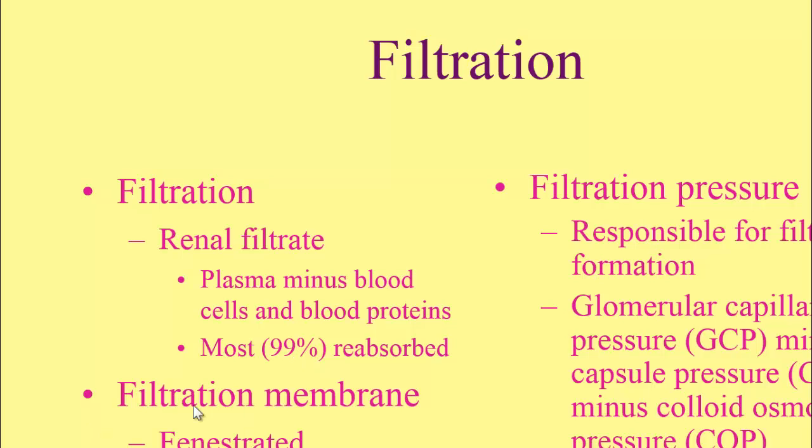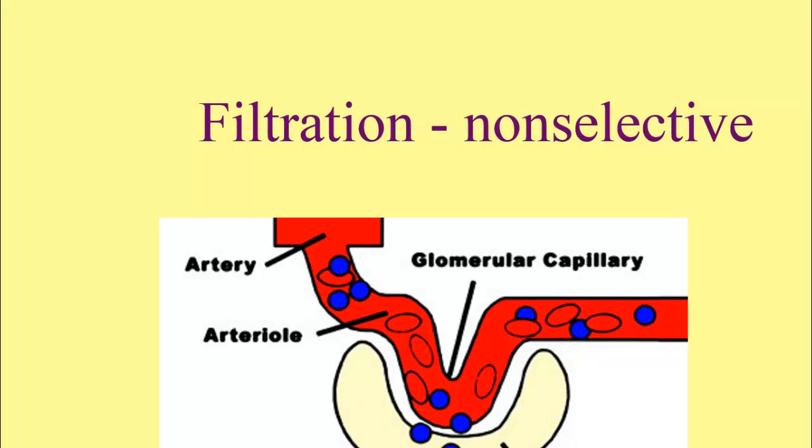So when we talk about the filtration membrane, we're talking about the glomerulus. When we say it's fenestrated, it means it has lots of holes, it's leaky. When we look at the pressure that controls the push of that plasma out of the glomerulus, we have this hydrostatic capillary pressure minus the pressure in Bowman's capsule, which would be like our interstitial fluid pressure. And then we have this osmotic pressure, remember, that draws fluid into the capillary.